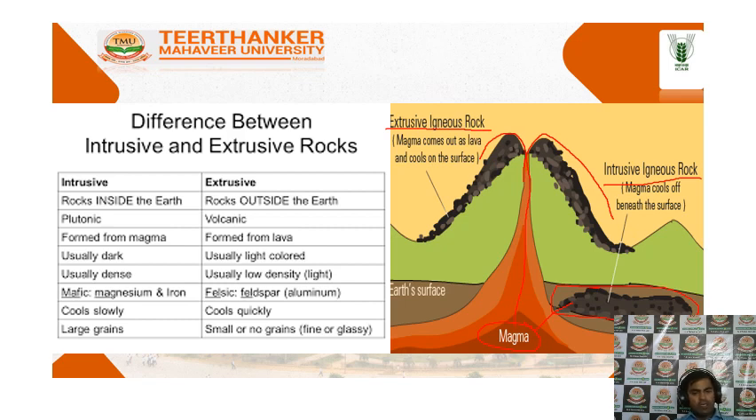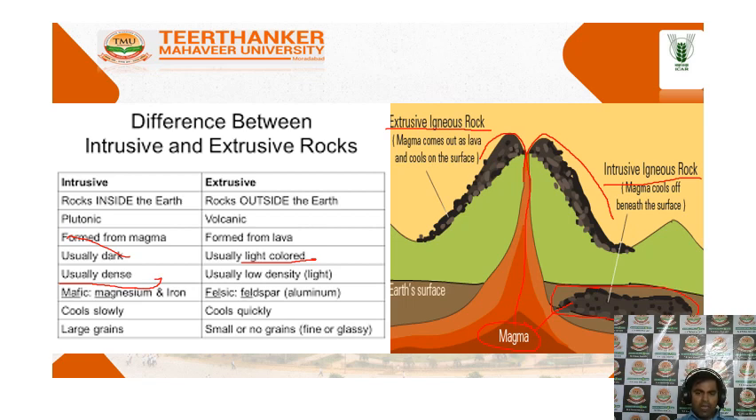Intrusive is also known as plutonic, and extrusive is known as volcanic, formed from the lava. Extrusive rock is usually light in color because it comes above the surface and, with the effect of temperature and sun rays, the color deteriorates. That is why it is light in color, and this one is dark in color and very dense in nature. The extrusive one has low density.